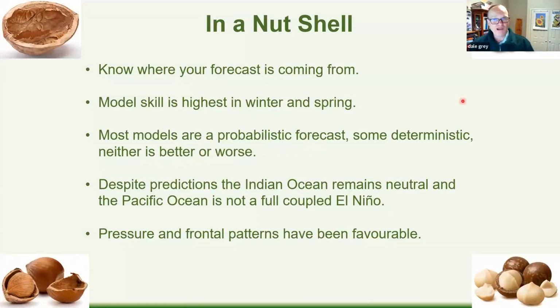Most models are probabilistic. The odd one is deterministic, giving you how much wetter, how much drier. Neither is better or worse. Once upon a time, I used to want more deterministic models and less probabilistic. I've since come around to think that probabilistic's probably better. Ideally, some models provide both, and I really like it when that gives you both things to look at.